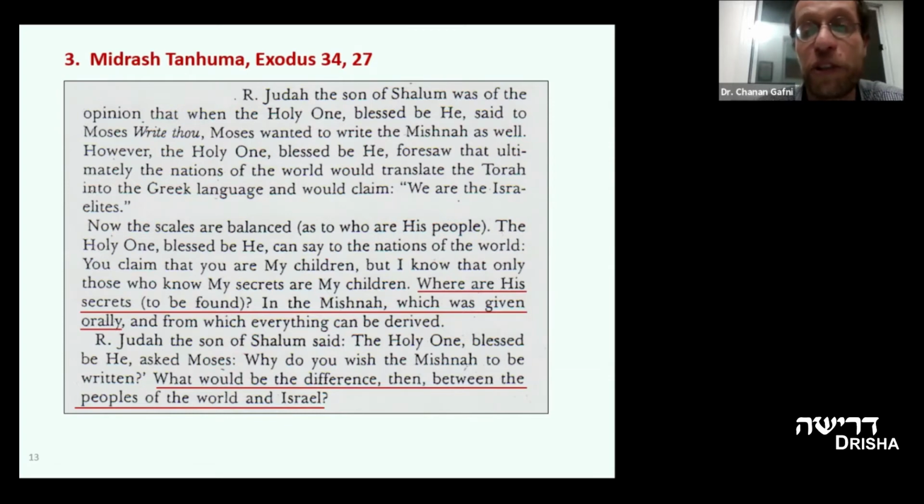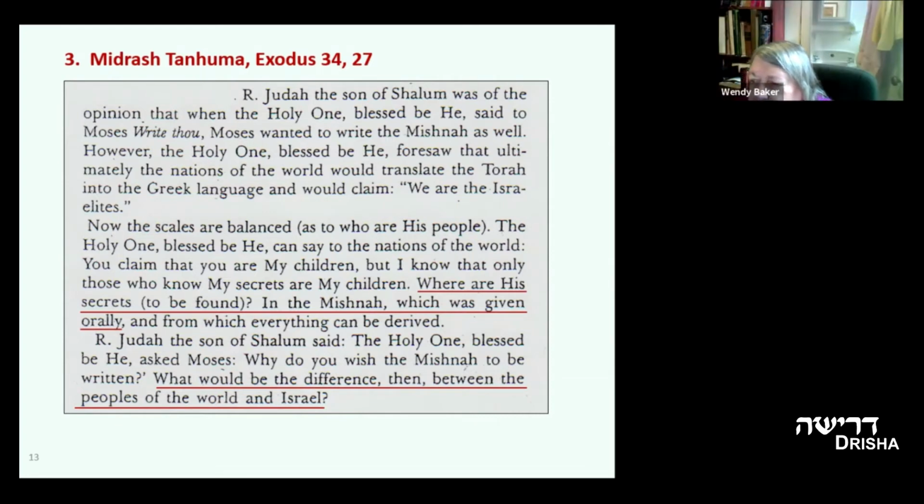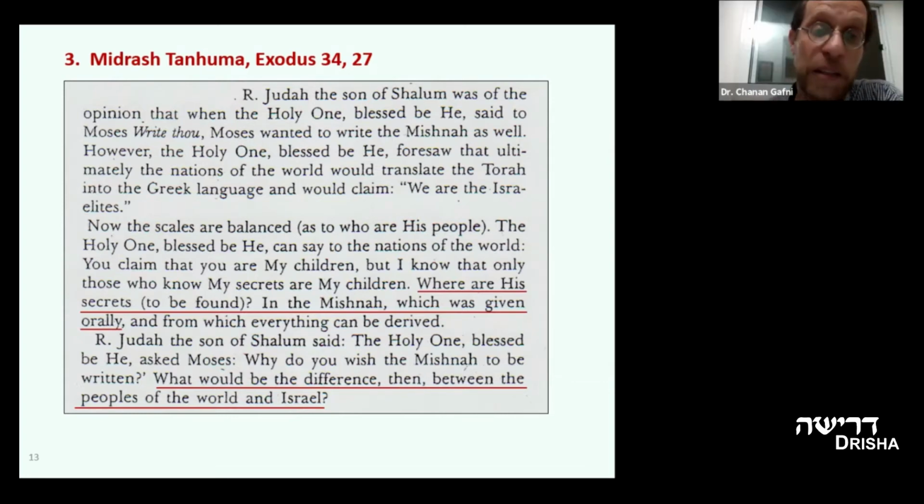Why does this tradition assume we're not supposed to allow the oral law to be put into writing? Why did God not allow Moses to write the Mishnah as well? It would get out to the rest of the world, who would then take it and say that they're the people who it was written for. Exactly. So here we have a historical, I think, important message here.